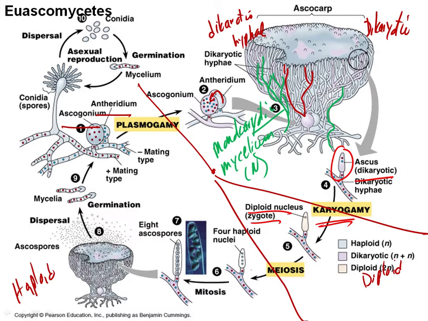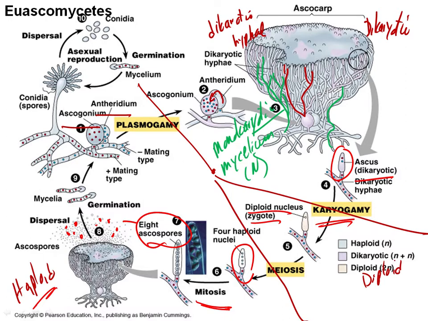From there, we get our meiosis taking place and ends up with our four haploid nuclei, followed by a mitotic cell division to give us our eight ascospores. And those eight ascospores then are what are the haploid portion of the life cycle. So this ascocarp really isn't haploid, it's just the ascospores, which are haploid. So it's a little misleading to draw that down there.